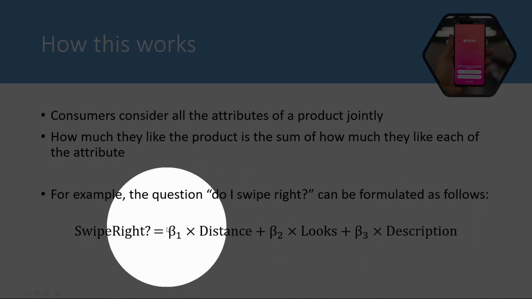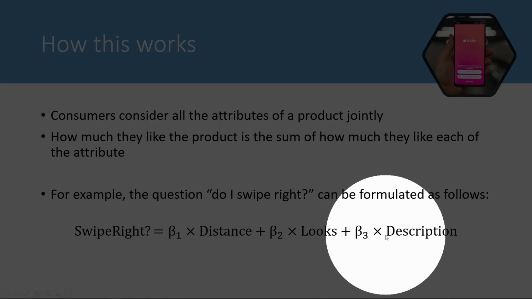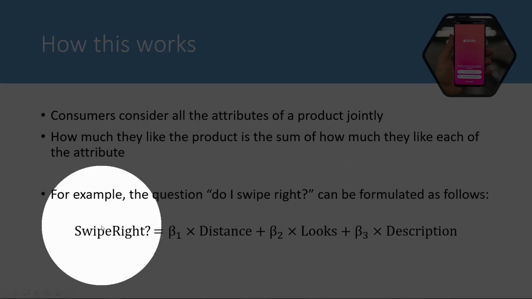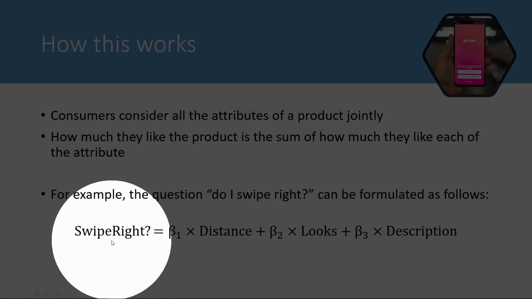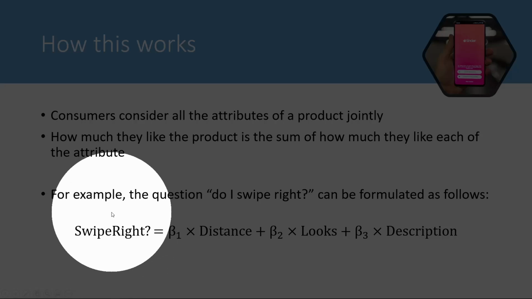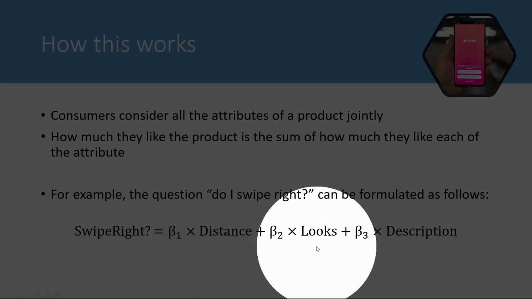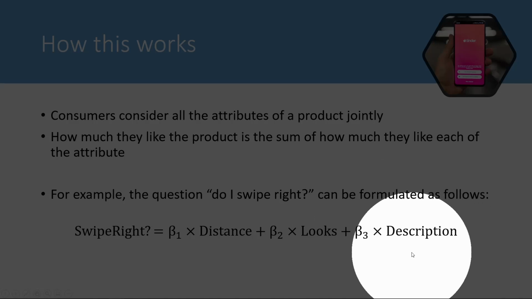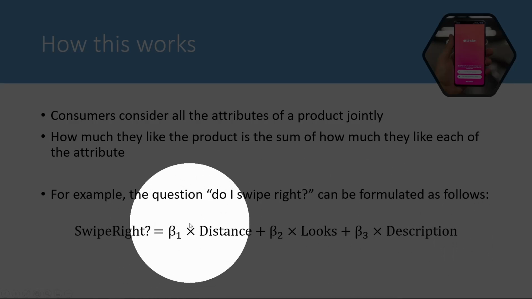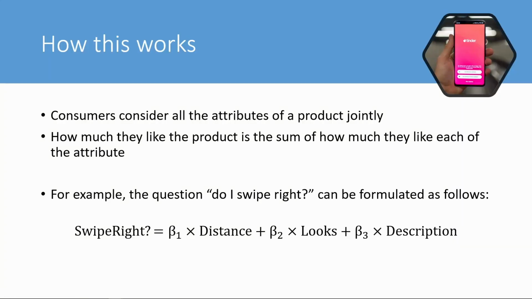How much you value distance, how much you value looks, and how much you value descriptions. When putting these together, it would tell us your choice of whether you swipe right. So of course, we have your history of swiping right. We know each profile's distance, looks, and description, and then we can use a regression to figure out your betas on each one of these features. I hope you would already have at least a conceptual idea of how conjoint analysis works.